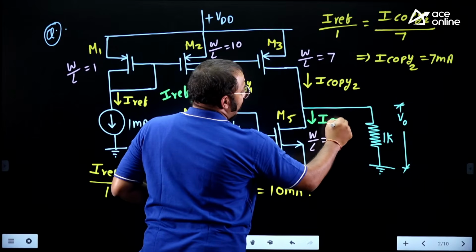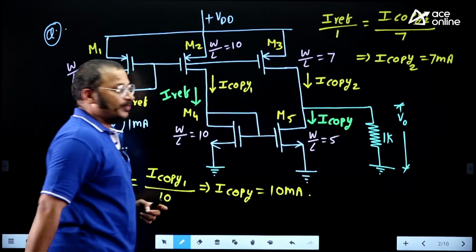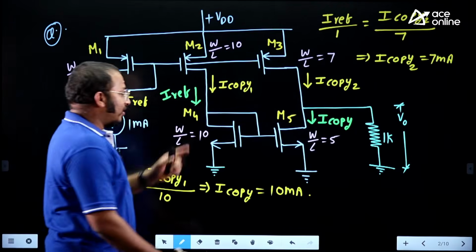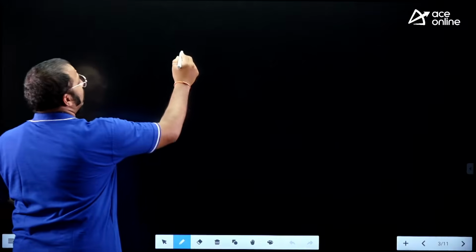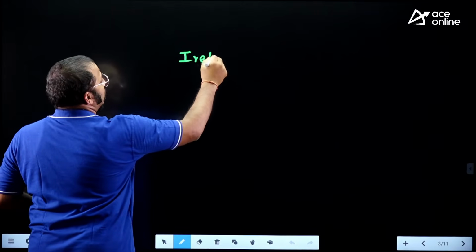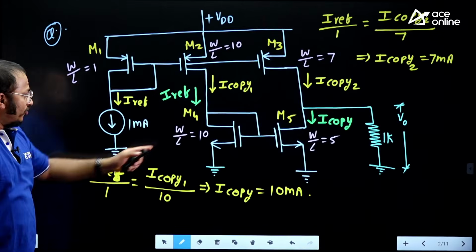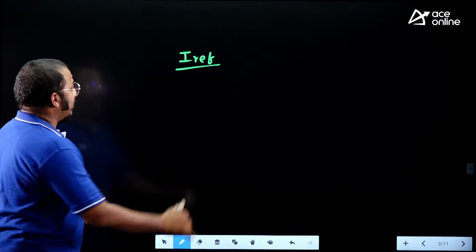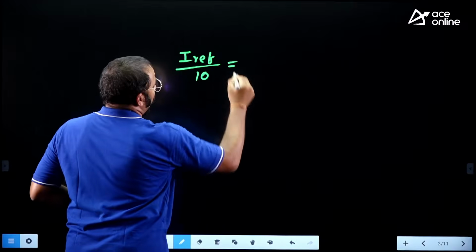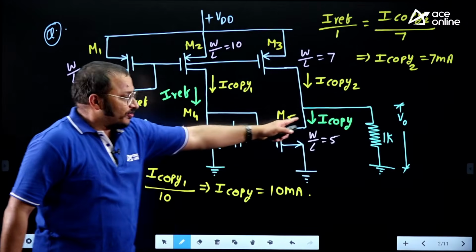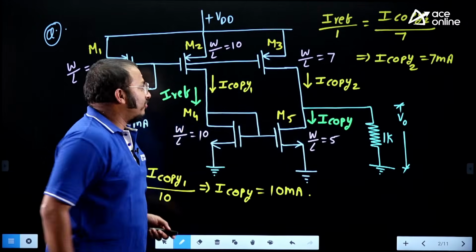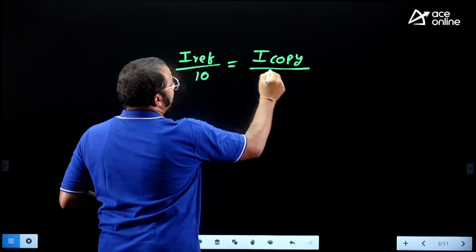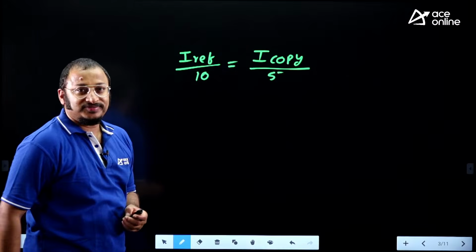Am I right? Let me say this is I copy for NMOS. Now for this, what would be the formula, guys? I reference divided by 10, correct or not? I reference by the W by L ratio, I reference by 10, which equals I copy by that W by L ratio, so-called 5.